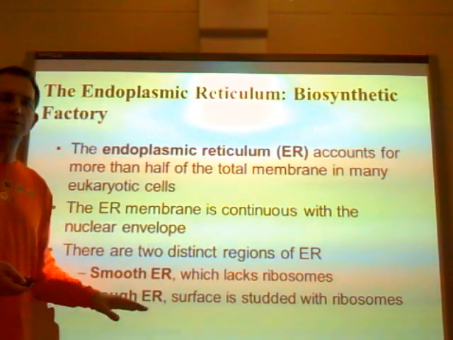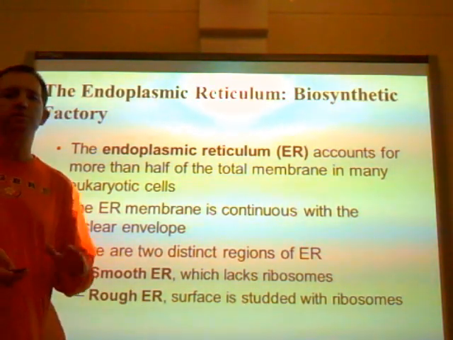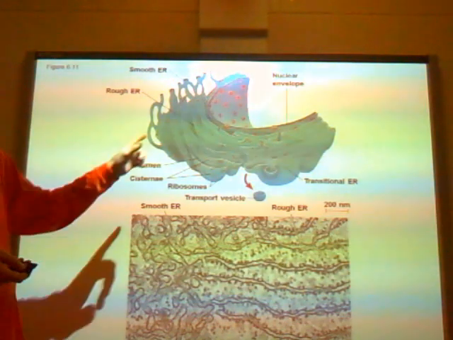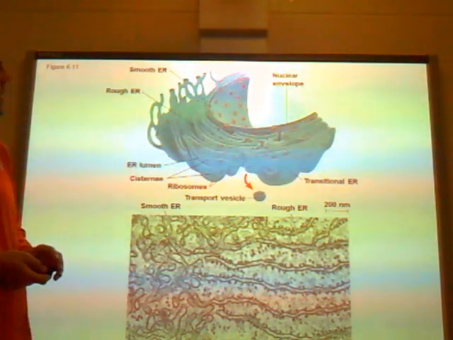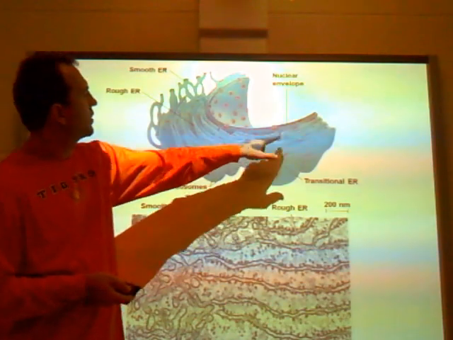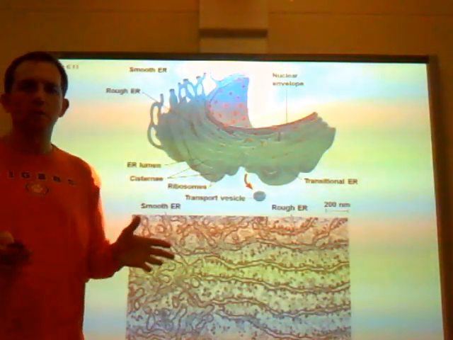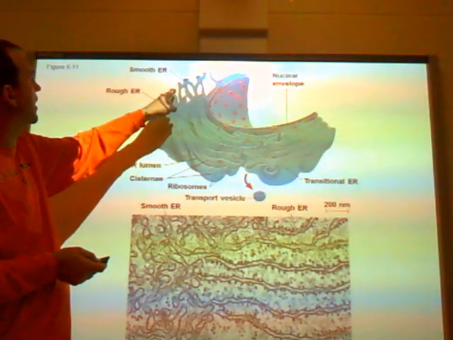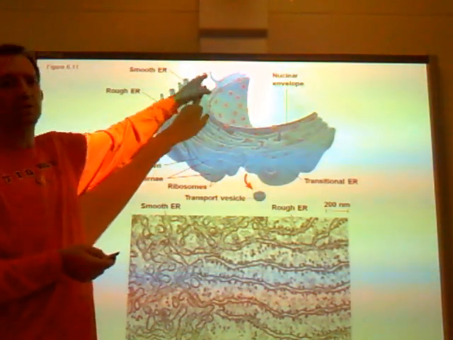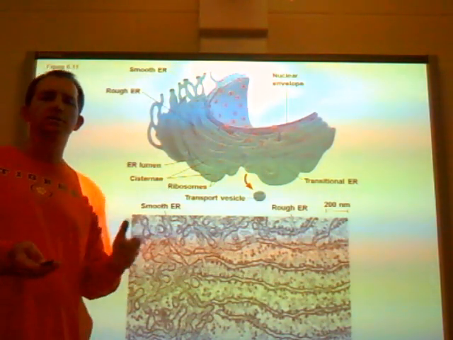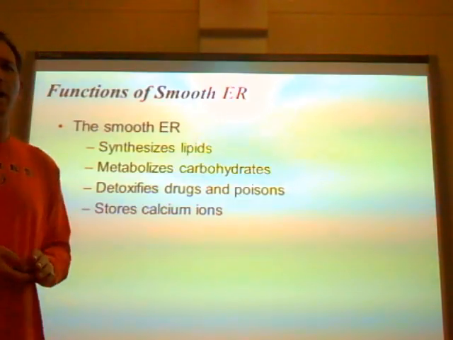Two distinct regions. There's smooth and rough ER. Smooth, no ribosomes. Rough is going to be studded with ribosomes. So here we have a picture of that. You have some rough ER. You can see all these little dots. This rough ER, ribosomes makes rough ER. And then here at the outline portion, you can see some endoplasmic reticulum that doesn't have any ribosomes. This would be the smooth ER.